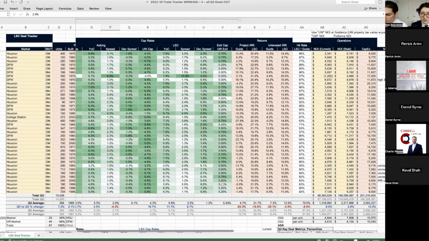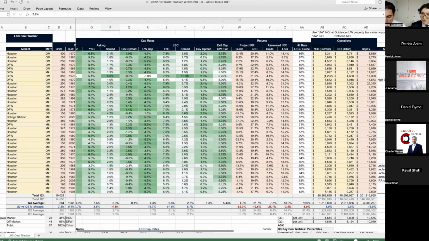Probably in Q1 we'd be in a 4.5 to 5 range, and then with the big moves, we went up 50 bips to 5 to 5.5, and now probably another 25 bips of creep. So now 5.25 to 5.75.